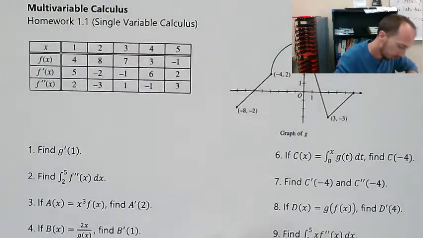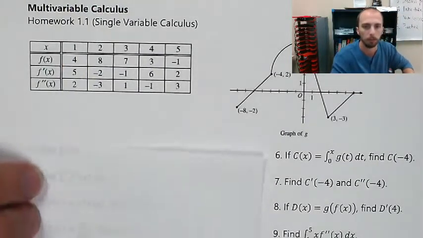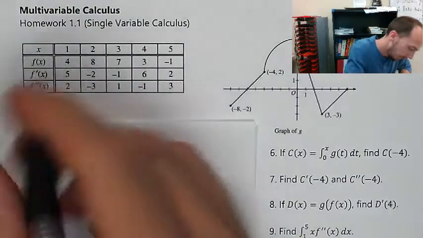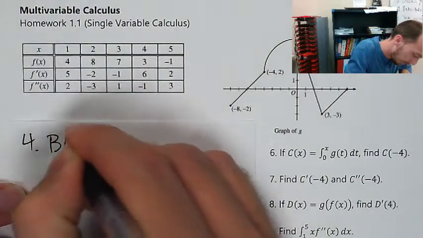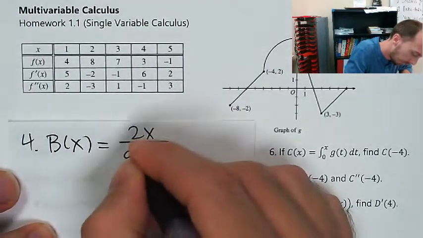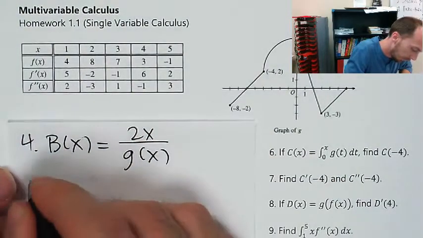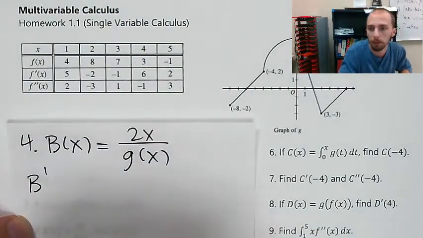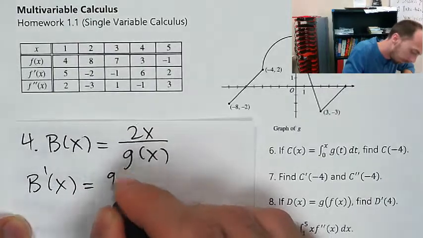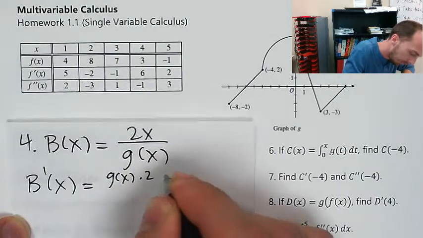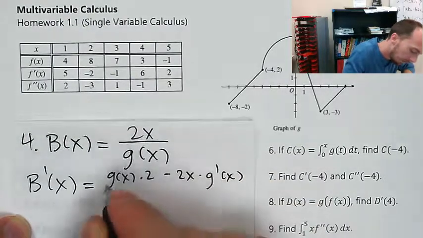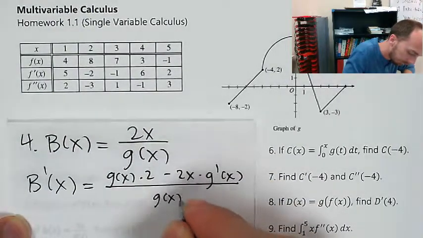Okay, number 4. Oh, you can't see number 4. That'll be all right. So number 4, b of x is 2x divided by g of x. Okay, if I'm going to find the value of b prime at a particular point, I need to find an equation for b prime, and that's going to be bottom times the derivative of the top minus the top times the derivative of the bottom, divided by the bottom squared.